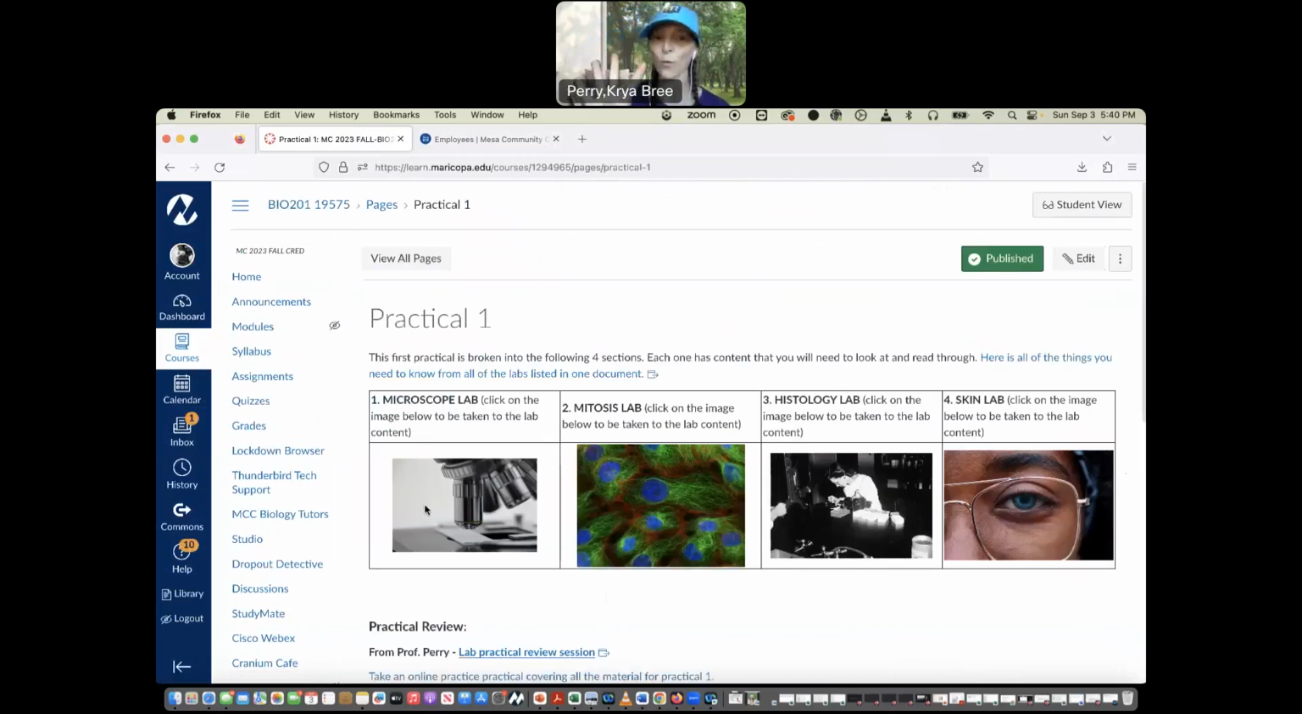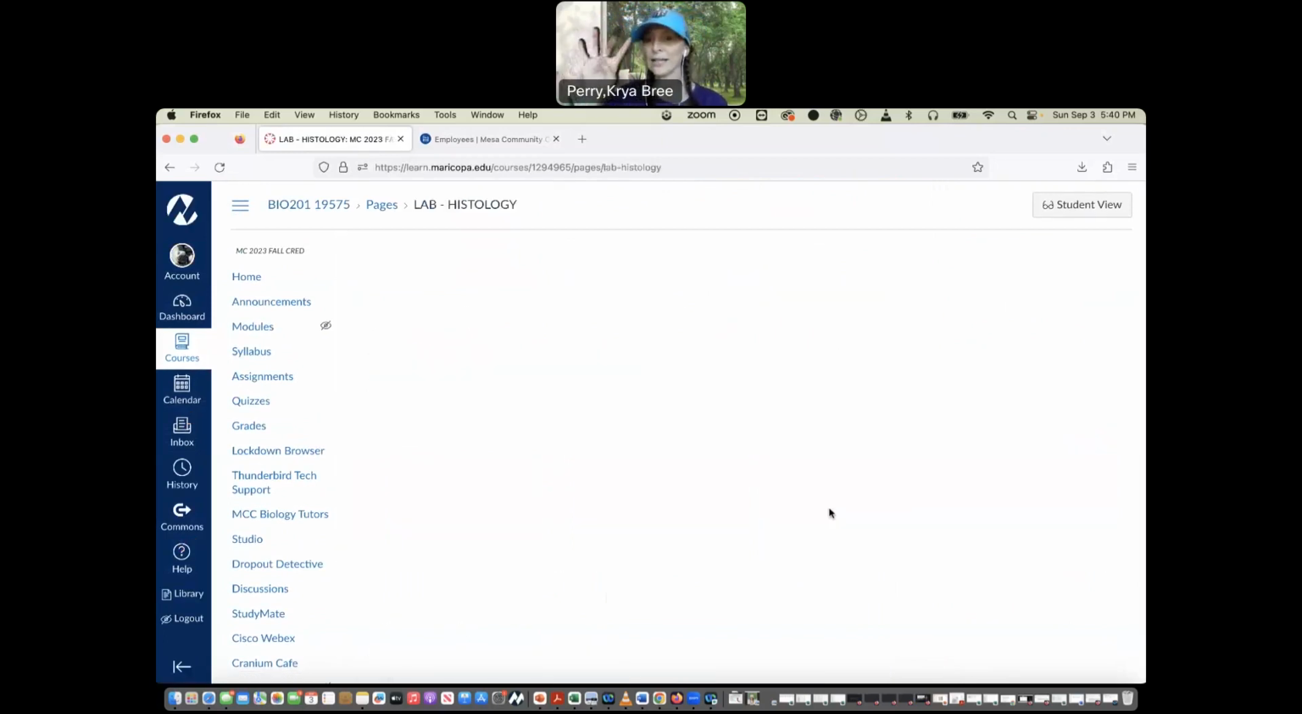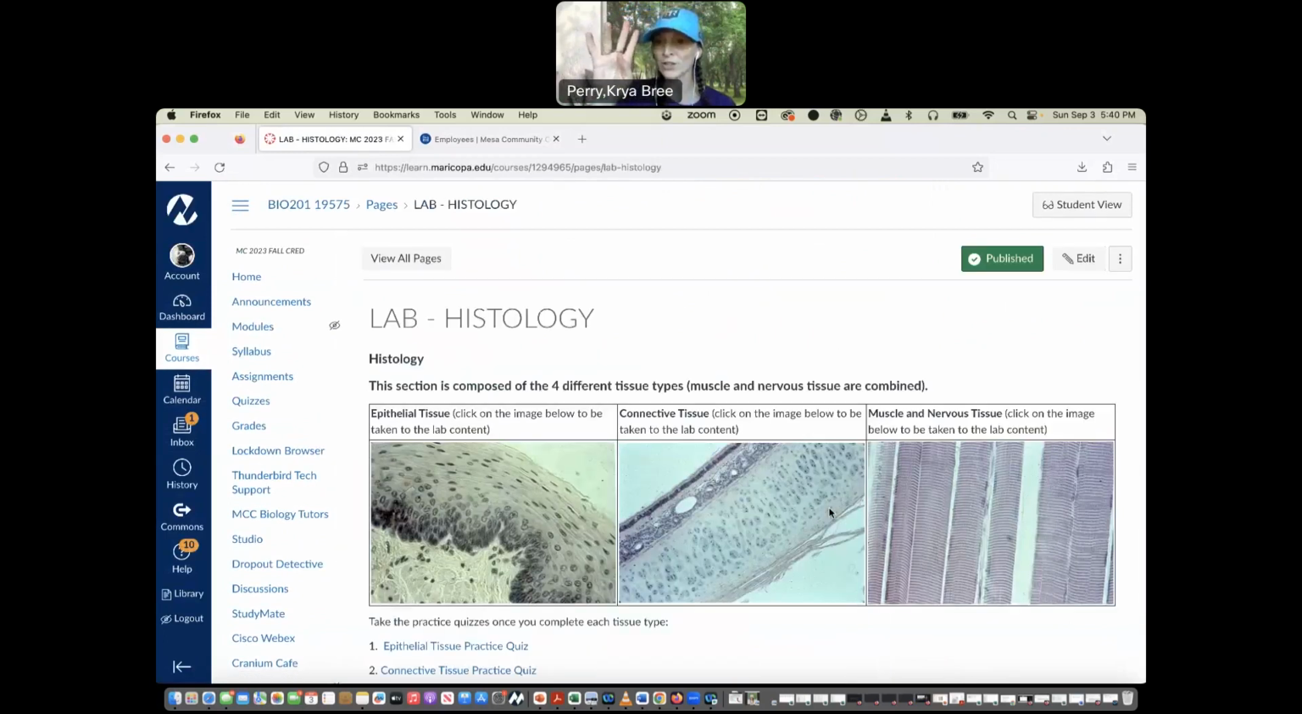Remember, there are those 4 tissue types that we talked about in histology: epithelial tissue, connective tissue, muscle tissue, and nervous tissue. So we're doing those last 2 tissue types. Most of it's going to be on muscle tissue. You only need to know 1 slide for nervous tissue.